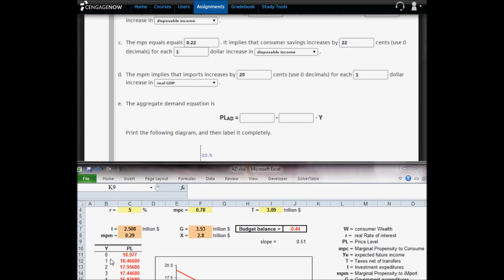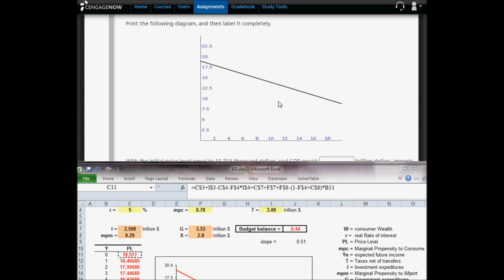The initial aggregate demand model has an intercept equal to this value, 18.977, and a slope equal to 0.51. If you were to print this diagram off, you would label this axis PL for price level, and it's in thousands of dollars. You'd label this axis Y for real GDP, and it'd be in trillions of dollars.